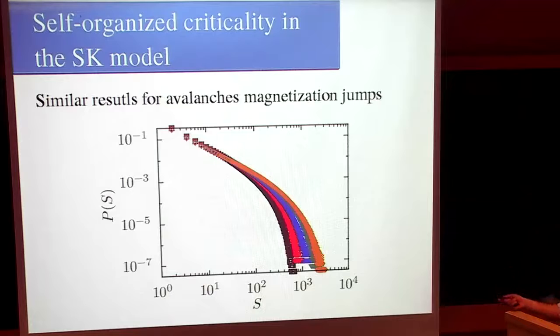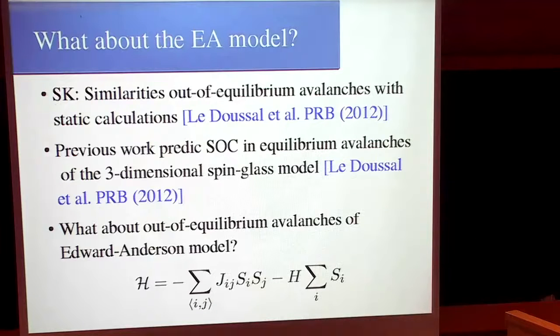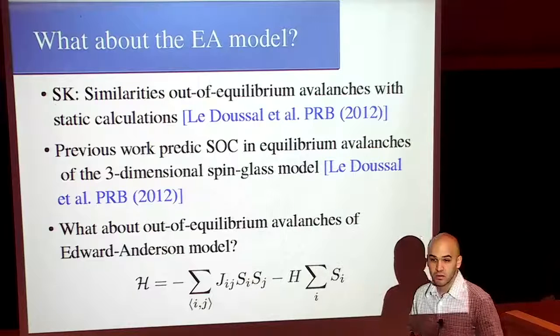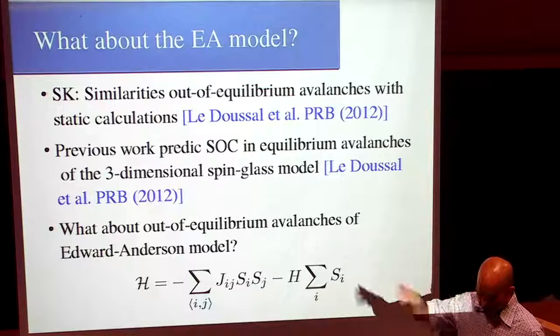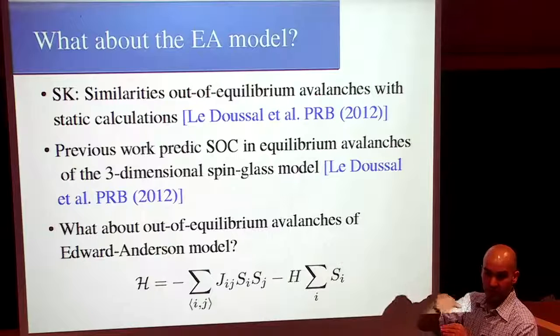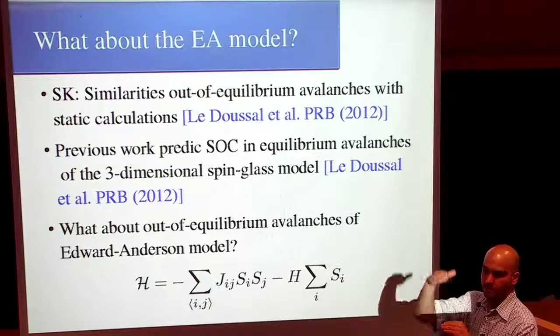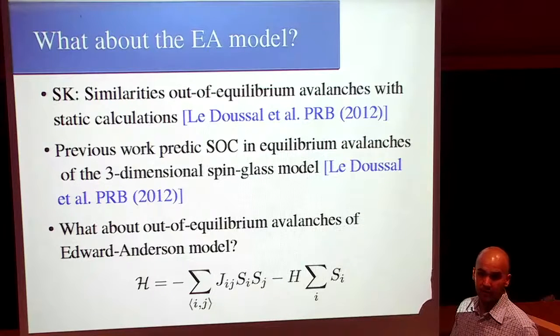Similar results are found when looking at the magnetization jumps. So so far so good. Now we are interested in the other finite dimensional models. Are you averaging over the whole hysteresis loop, or doing it at a specific point? We average over all, and we also looked at windows close to crossing the zero magnetization. For all statistics, we had the same result, the same exponent.